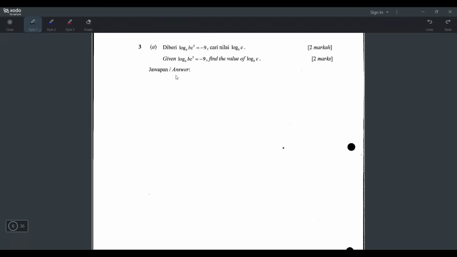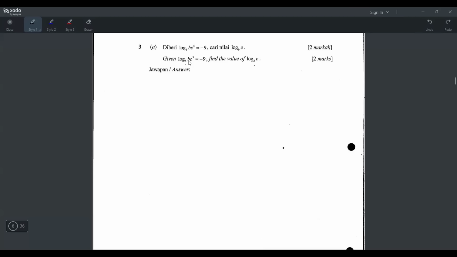Oh, by the way, when you do indices or log questions, always check the base first. If the base is not the same, please change the base right away. If the base is not the same, you cannot do anything. You have to stop everything and make it the same base first. So now let's check the base. The base is the same. Okay, nice.